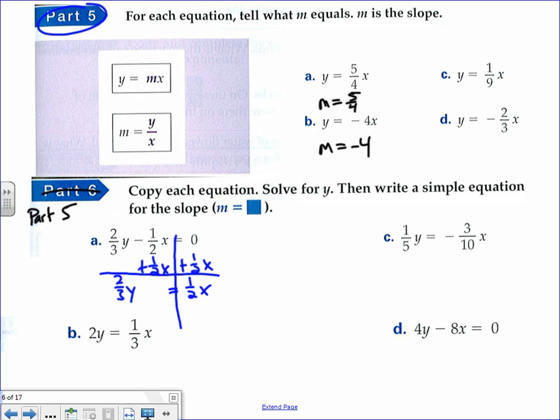Again, to undo multiplying y by 2/3, we need to multiply by its reciprocal, which is 3/2. When I do that, on the left side my 3's and 2's cancel each other out. I get y equals, and then half x times 3/2. That's going to end up being 3/4 x. 1 times 3 is 3, 2 times 2 is 4, so you end up with 3/4 x. And again, I need to identify my slope. So my slope is going to be m equals 3/4.